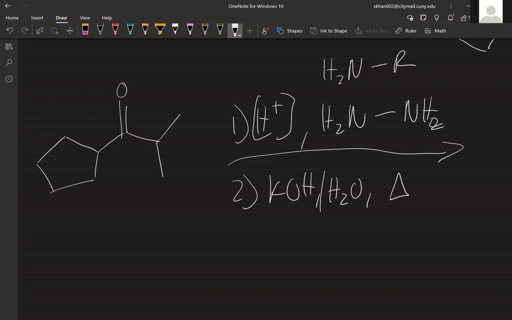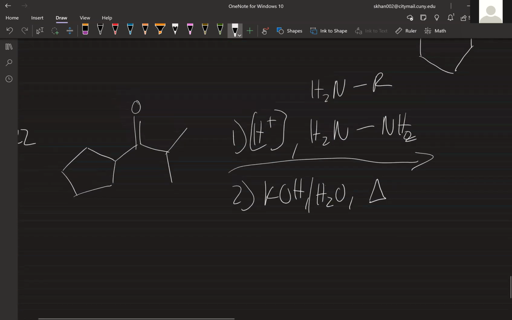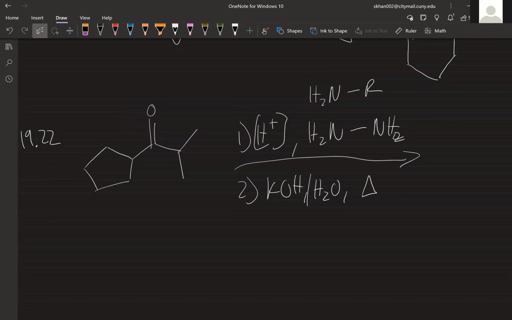H2, and heat. Okay, well, let's start off with doing the first step. We'll do the second step together, so I'll give you guys a few minutes to try that. Like I said, it says predict the product and the mechanism, so I'm sure the mechanism is probably in the back as well. So it's kind of a two-parter question.